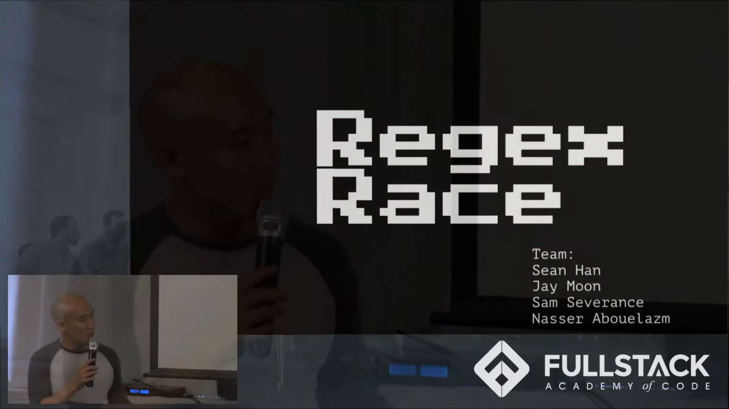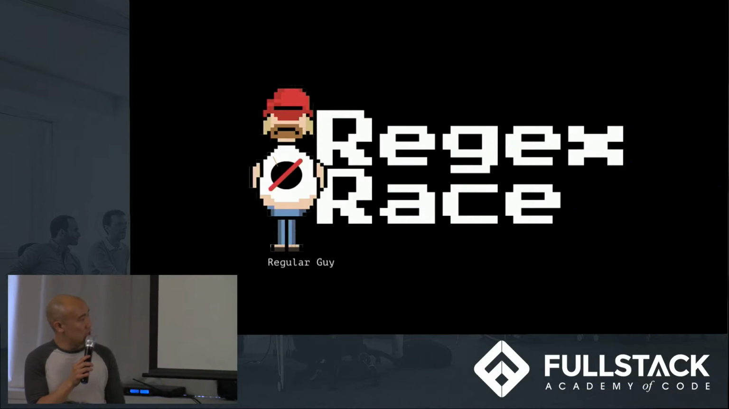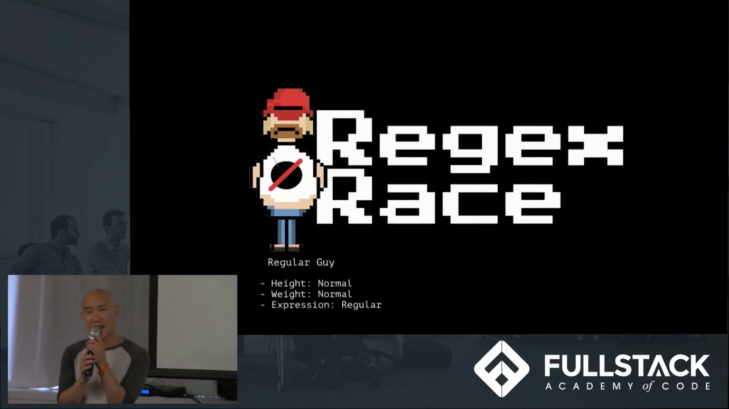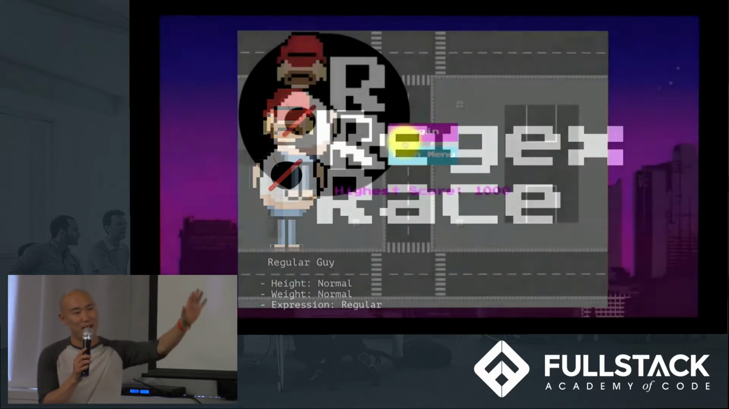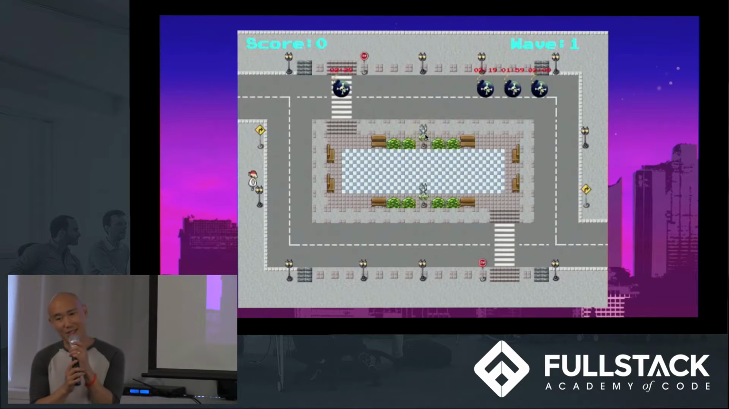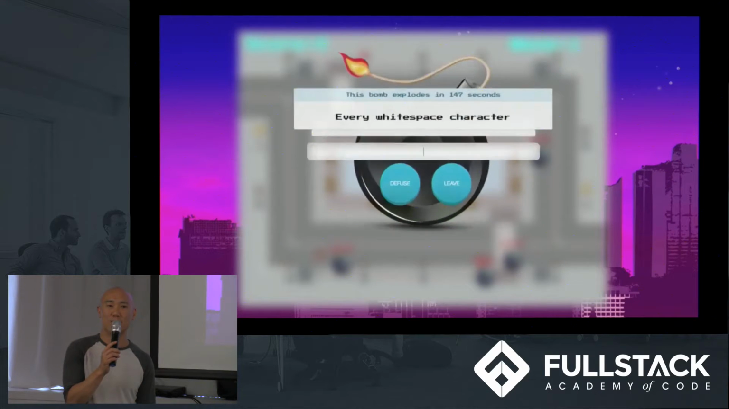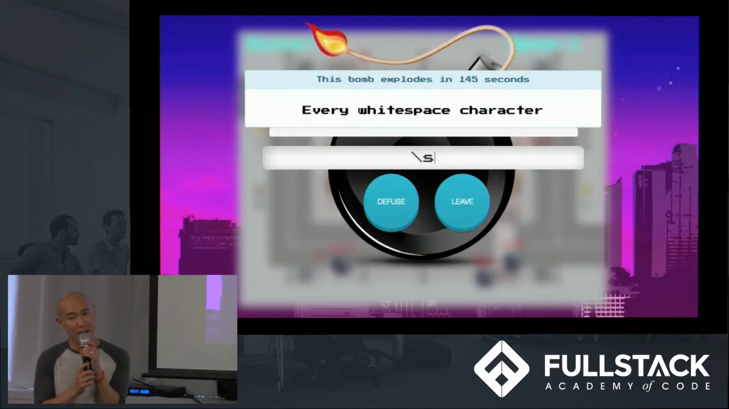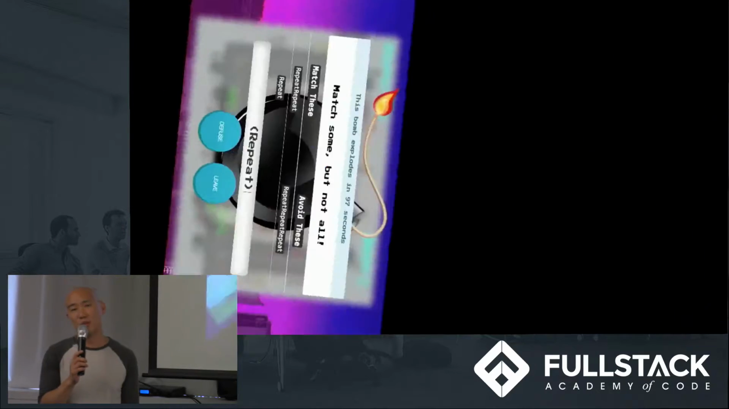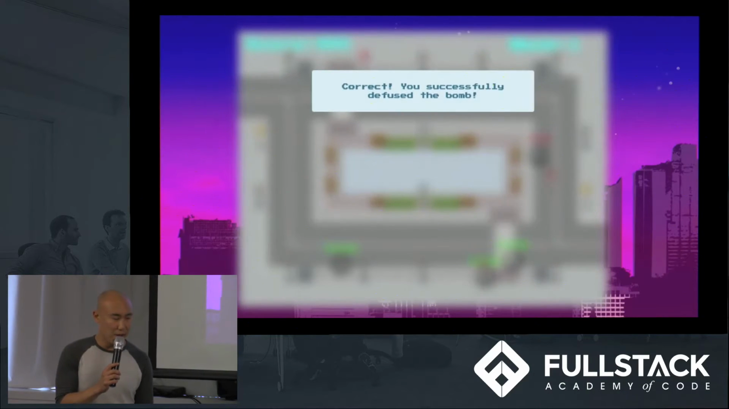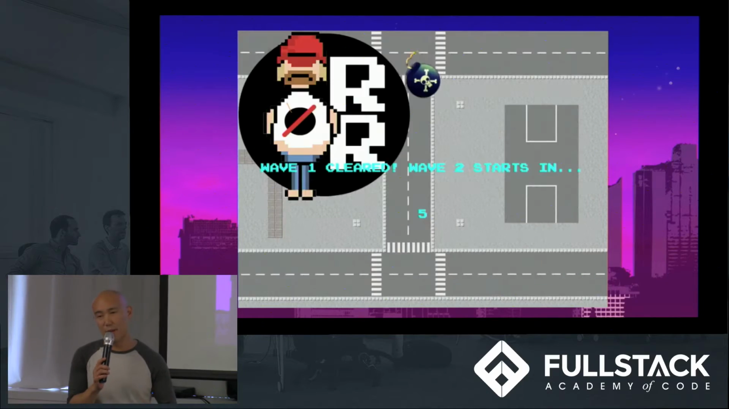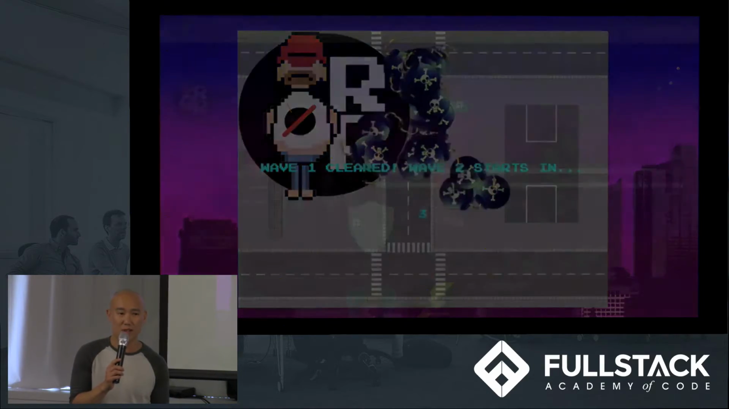So here is Regular Guy, just a regular dude, dealt a horrible hand in life where the sky is raining bombs. And the only way to disarm them is with regular expressions. So in the game, users can guide our hero through the city streets, where he'll interact with bombs and disarm them by solving pattern matching challenges.